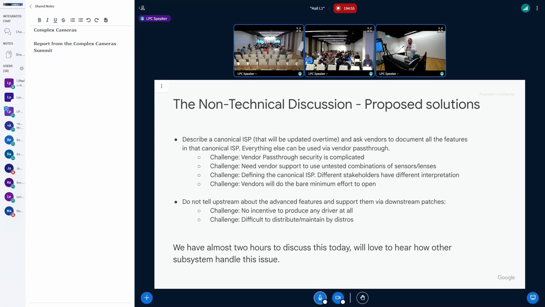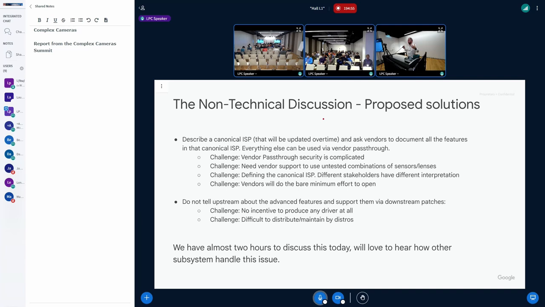You have a camera. The camera is usually tested by the vendor with a specific combination of sensors and lenses. And a lot of the calibration is based on these three components: the sensor, the ISP, and the lenses. If you modify either of the other two components, you need to retune the ISP. Retuning the ISP means you need to know a lot of things about the hardware. So what happens?